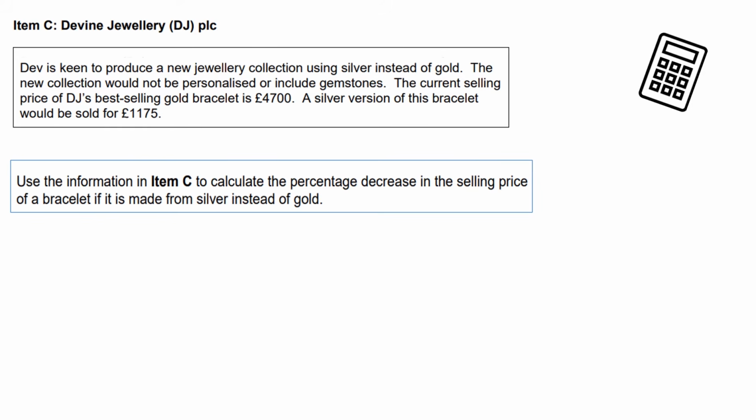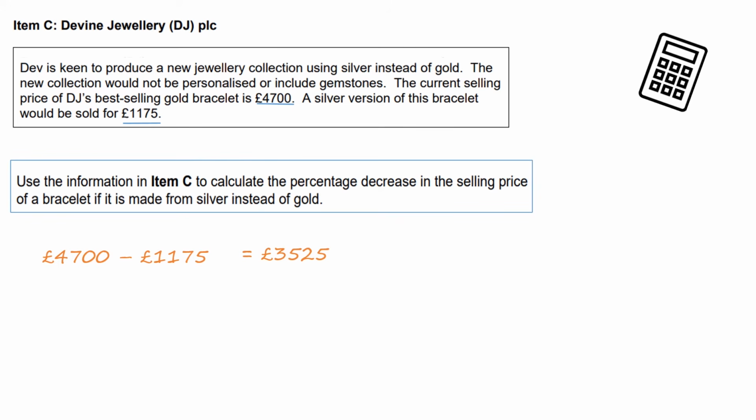Use the information in item C to calculate the percentage decrease in the selling price of a bracelet if it is made from silver instead of gold. Okay, so what we need to do is we know that the current selling price of DJ's best-selling gold bracelet is £4,700. We need to deduct the £1,175 from the £4,700, and that would give us £3,525. So that's the change, that's the difference.